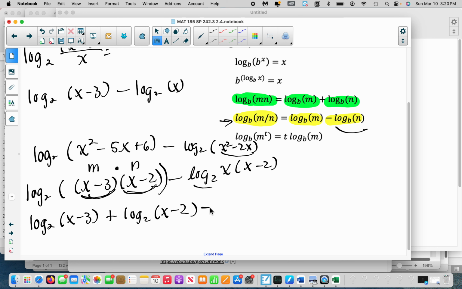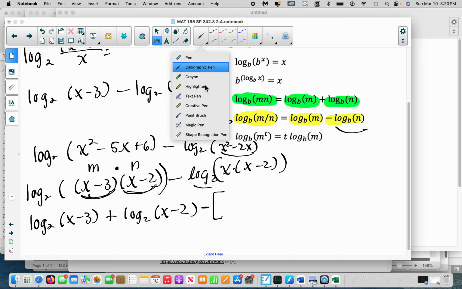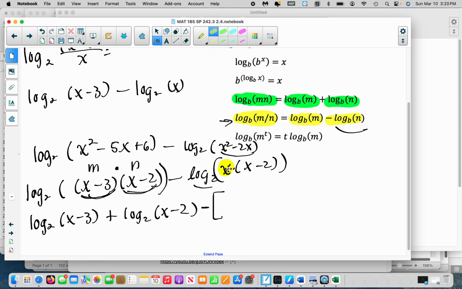Let's look at this second part here. I'm going to write this as minus this whole thing. So this is a product here, right? I have two pieces that I'm multiplying, x times x minus 2. If I apply my log property of a product, okay, it's the log of the pieces added together. So this becomes log base 2 of x plus log base 2 of x minus 2.